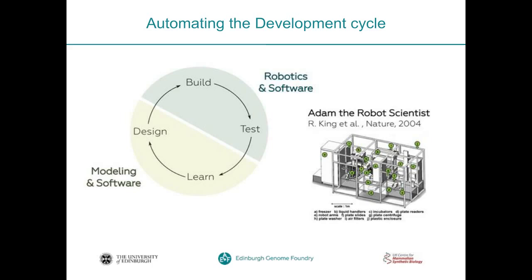The automation of an experimental cycle was first performed by Ross King and his lab in Manchester in 2004. Their setup, the robot scientist, was able to execute an experimentation loop and generate hypotheses from the data. This set the path for more advanced robotic setups like the Edinburgh Genome Foundry.